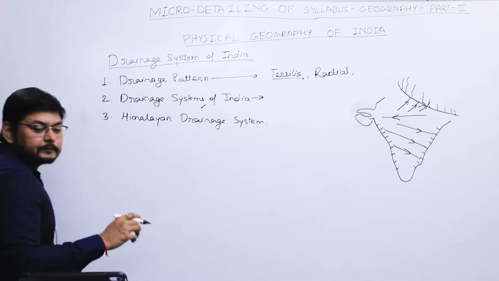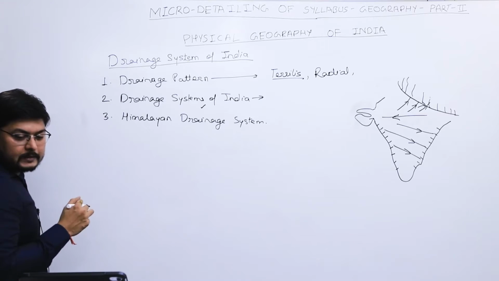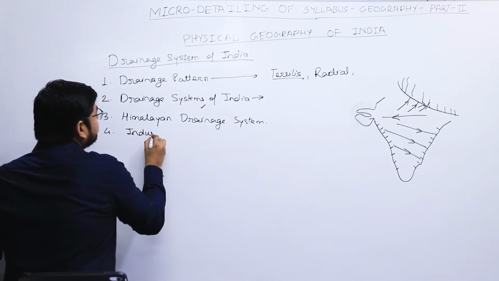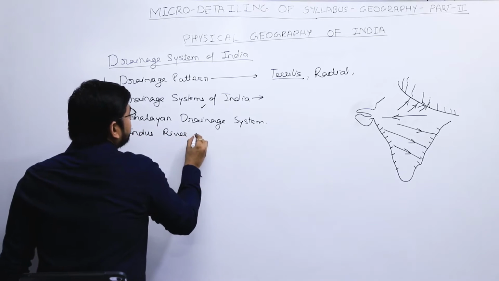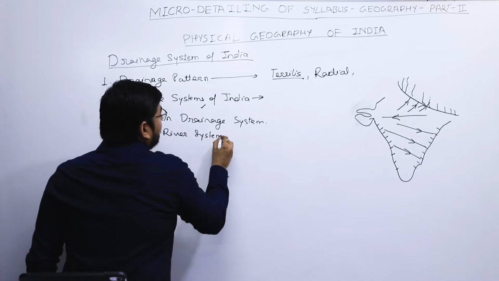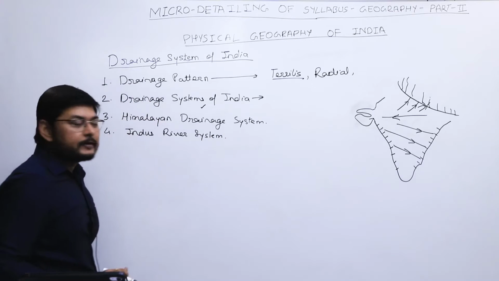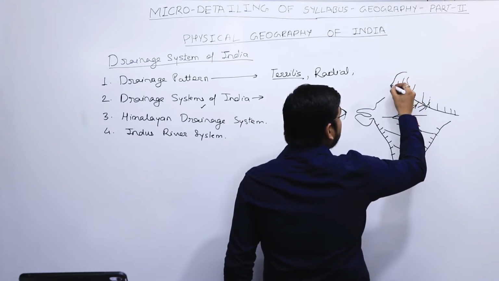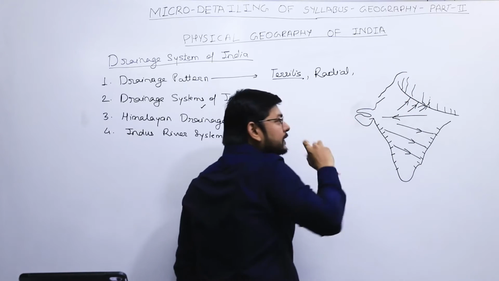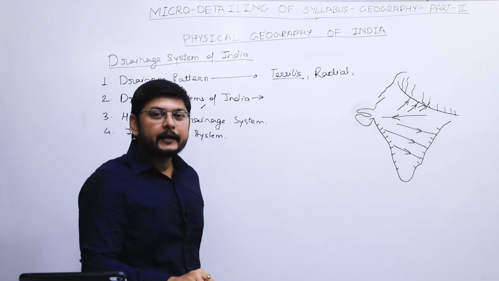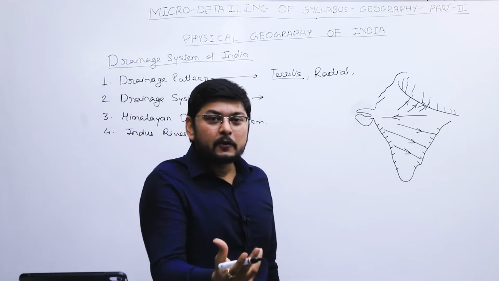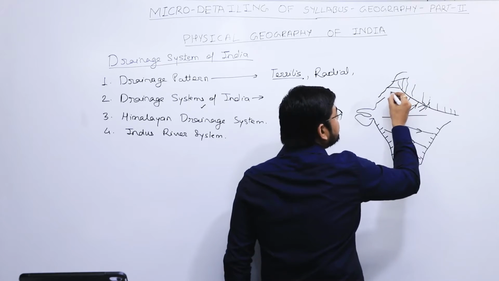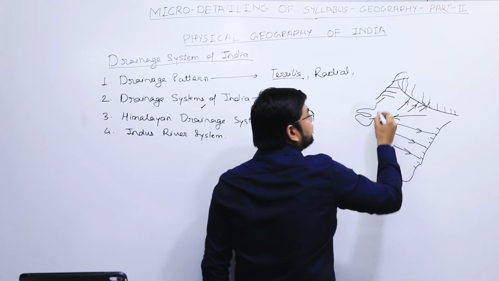Next is the Indus River system. Now, in this Indus River system, we see a very important river which is originating from the Himalayas. It is originating from the Tibetan region. Now, where is it originating from? What are the different tributaries which are confluencing into this Indus River system?